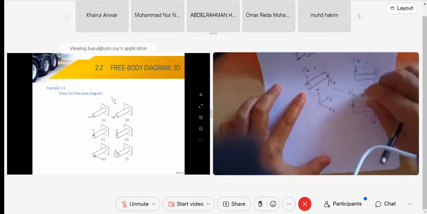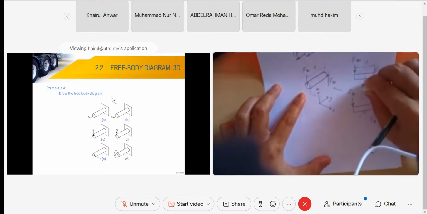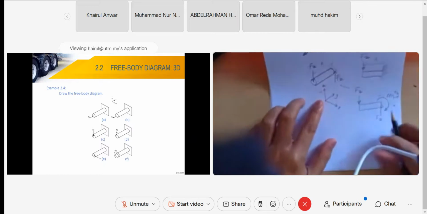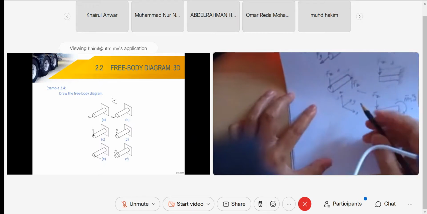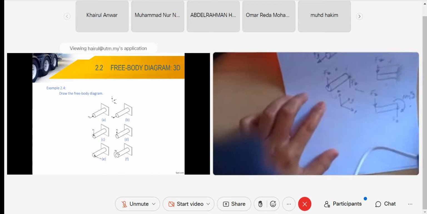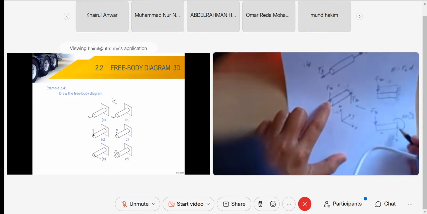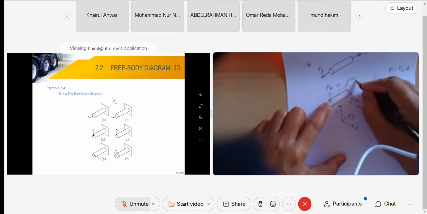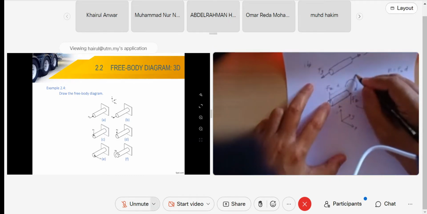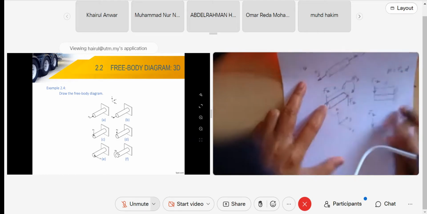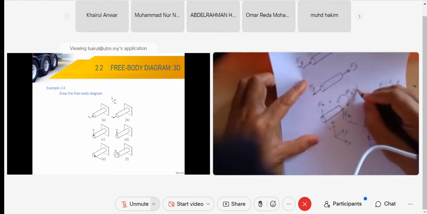Just now I wanted to test you. Is it MX, MY, or MZ? It should be X, moment X. It's moment X because you have Fz here, and I said this moment has to react. Moment MX is equal to Fz times D.